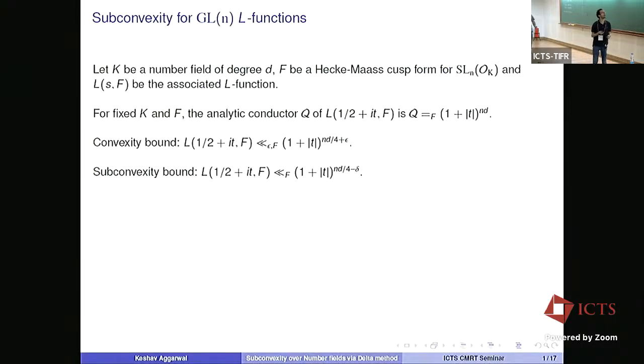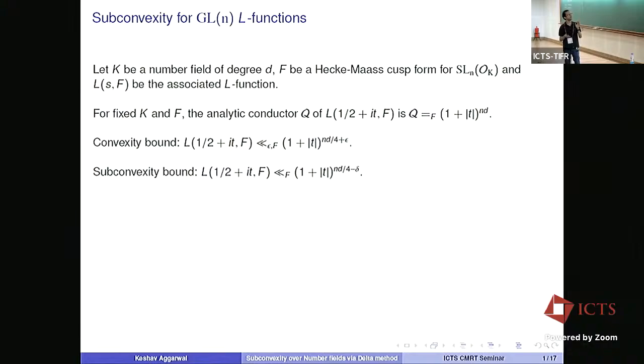Right. So what's the subconvexity bound problem? In general, let's say that K is a number field of degree d over the rationals, of course. Let F be a Hecke-Maass form for SL_n. If n is equal to 2, we can take it to be a holomorphic form as well. And let's say that L(s,F) is the associated L function. There's a standard way of associating an L function with a Hecke-Maass or a holomorphic form. And in this talk, we will fix the number field and we will fix the form as well.